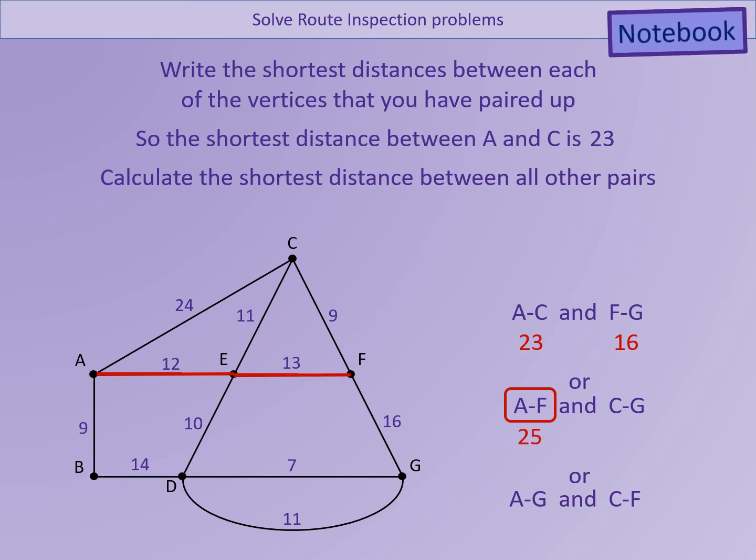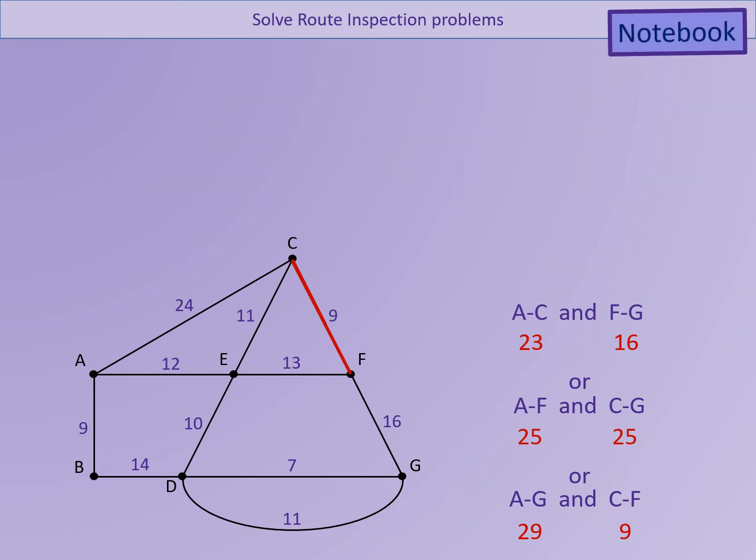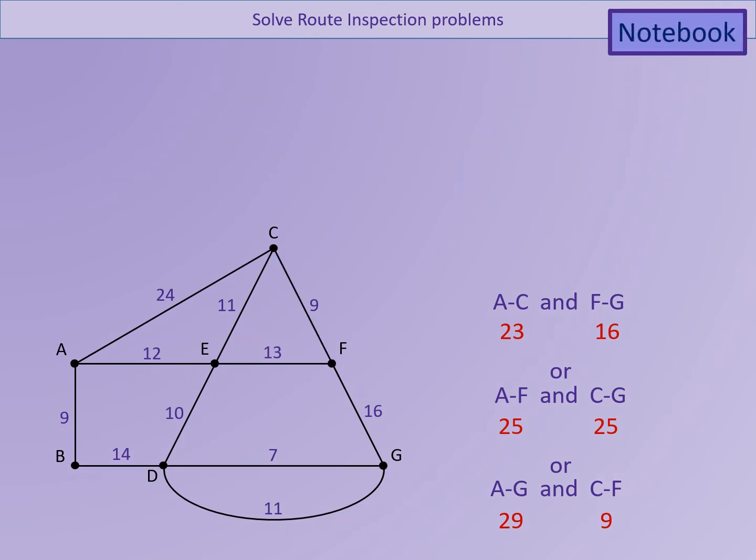Shortest distance from A to F is 25. Shortest distance from C to G is also 25. From A to G, the shortest distance is 29. And from C to F, the shortest distance is 9. So we need to work out which of these pairs gives the smallest sum, as this is the distance that the paper boy is going to repeat.